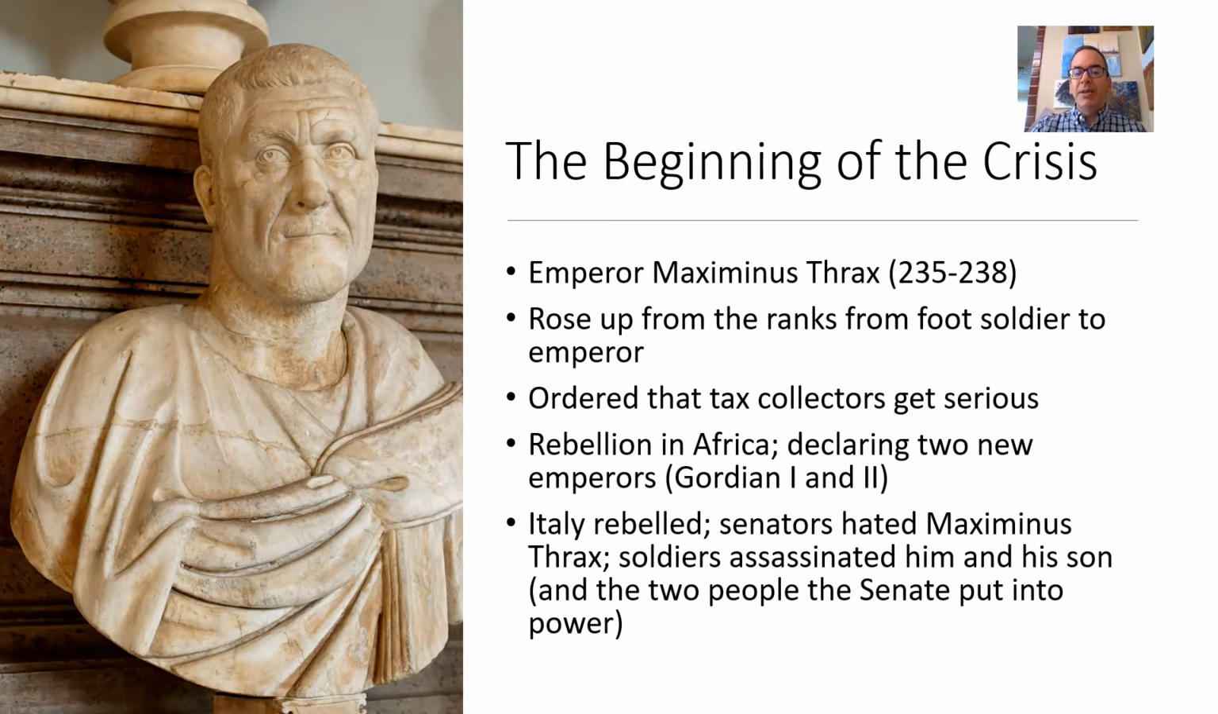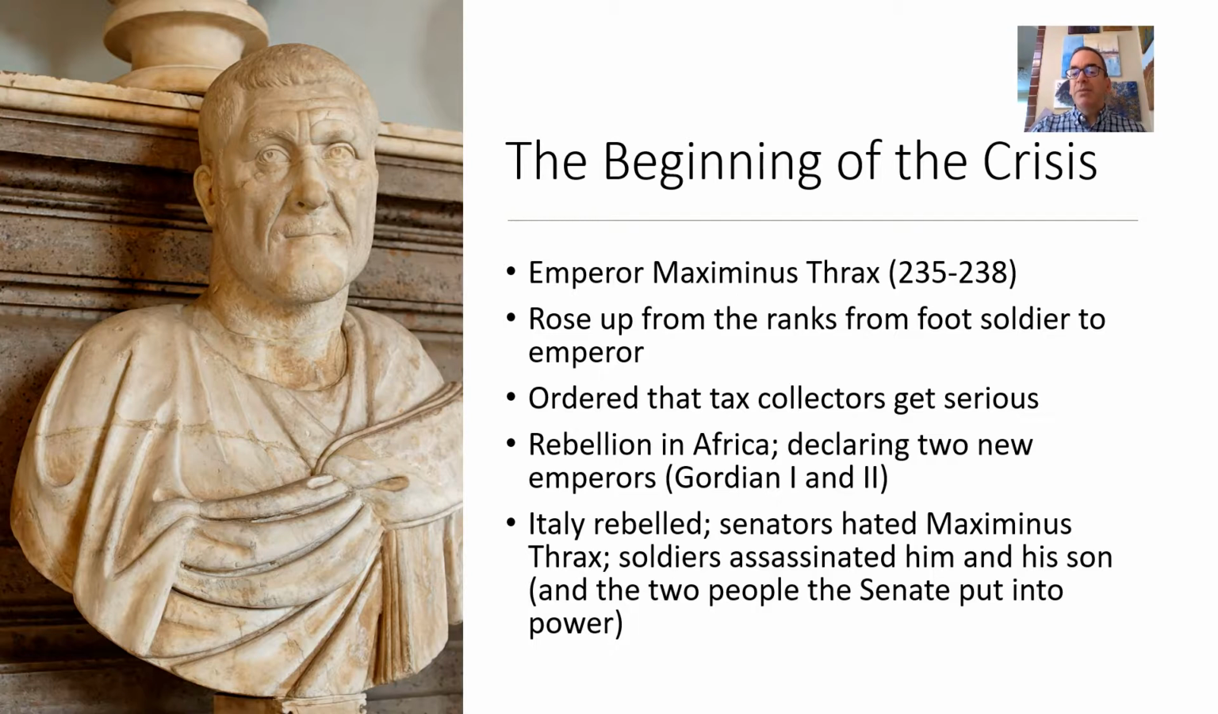Okay, so the beginning of the third century crisis really begins with an emperor named Maximinus Thrax, or just Thrax. Like a lot of emperors in the 200s, he was a foot soldier and then rose up to be emperor by being a really good tactician. When he became emperor, he did a lot of things that made some people very unhappy, which was tax collecting. Tax collection is always an issue for every civilization. Everyone thinks they pay too much taxes. Thrax wanted more taxes, and so he really pushed the tax collectors to collect more.